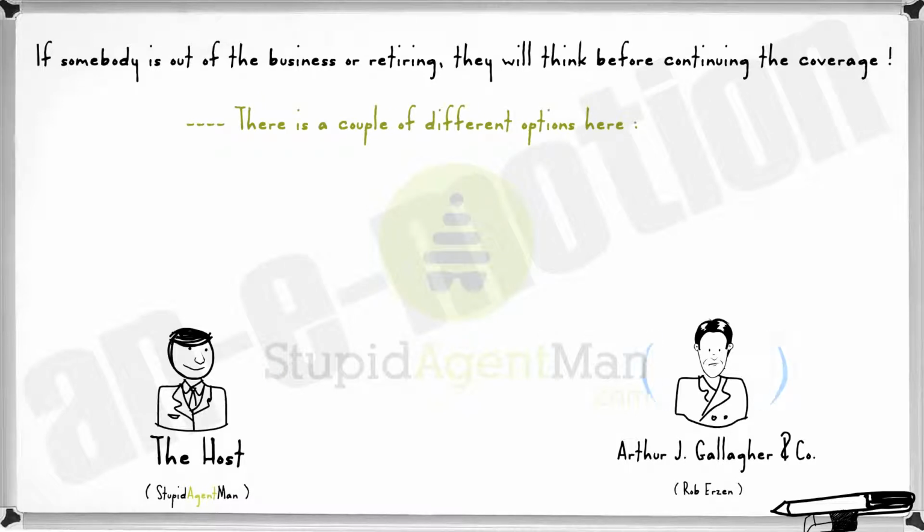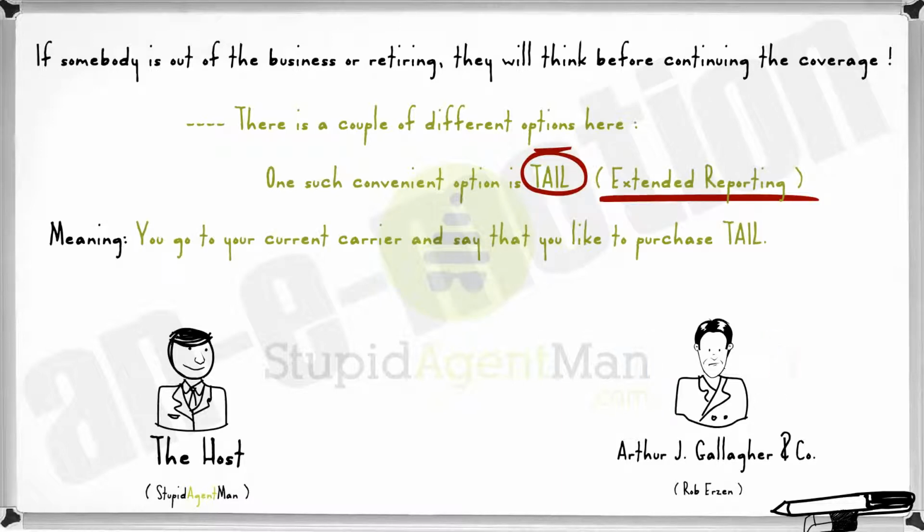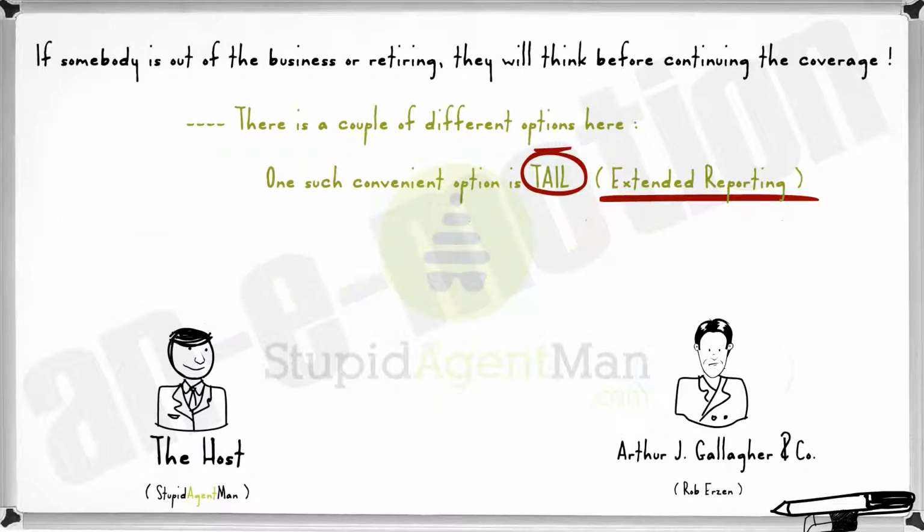Yeah, there's a couple different options there if they're deciding to get out of the business. Some programs and policies will allow you to purchase what's conveniently called in the business tail. The technical term is extended reporting, and what that means is that you go to your current carrier and you say, I'd like to be able to purchase tail so that I may be not transacting business anymore, but I don't know if I'm going to get a claim in the next year or 2 years or 3 years out for business I placed prior to my retirement. Tail, T-A-I-L? Yep. Tail coverage. Exactly. Extended reporting is what normally is called in the policy, but the common term is tail.